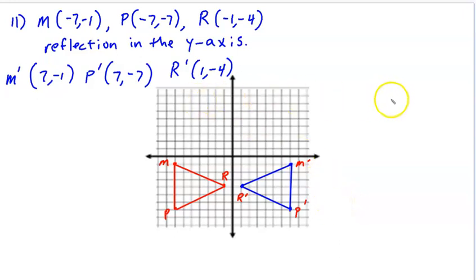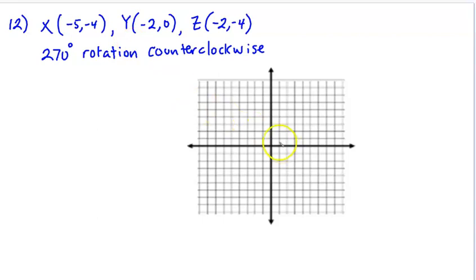Okay, that's number 11, and I've got one more of these. Let's do a rotation problem. So this is the pre-image: -5, -4, -2, 0, -2, -4. So there's our pre-image before the transformation.